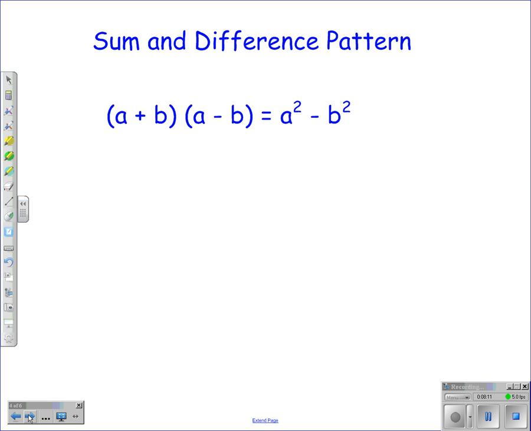The third pattern is a sum difference pattern. If you notice, this is different than the other two. The other two were either both addition or both subtraction. That's why they were squared. This one has an addition sign in one and a subtraction sign in the other. Other than that, the a's and the b's are the same. And we say that this is equal to a squared minus b squared.